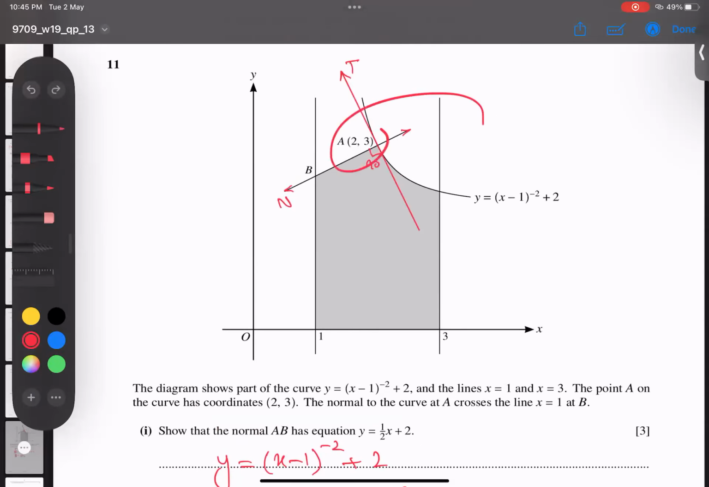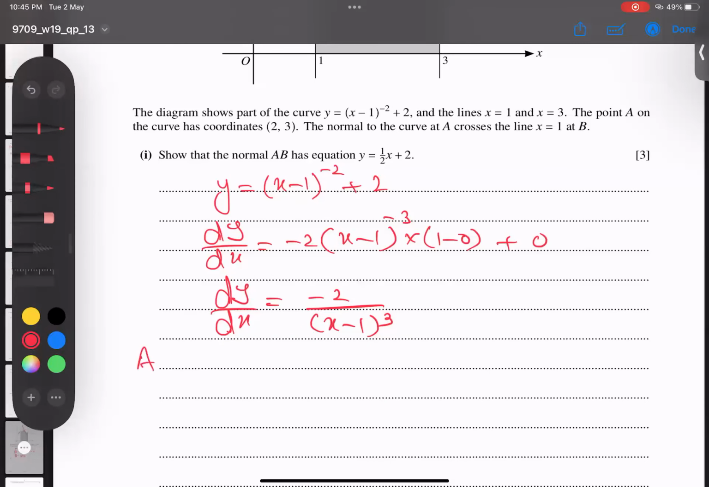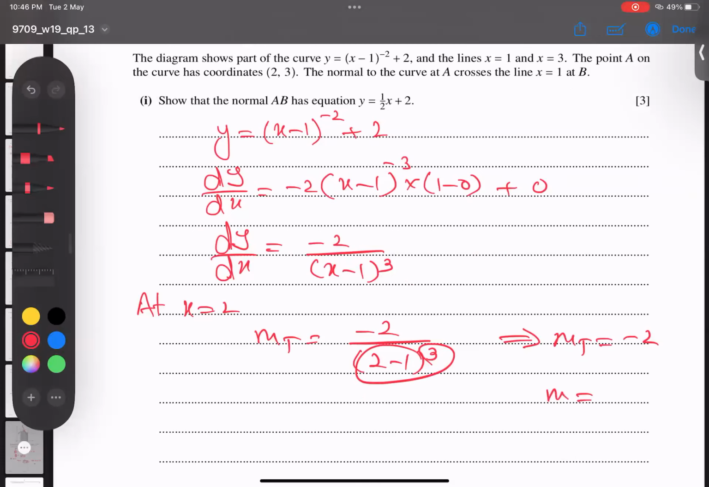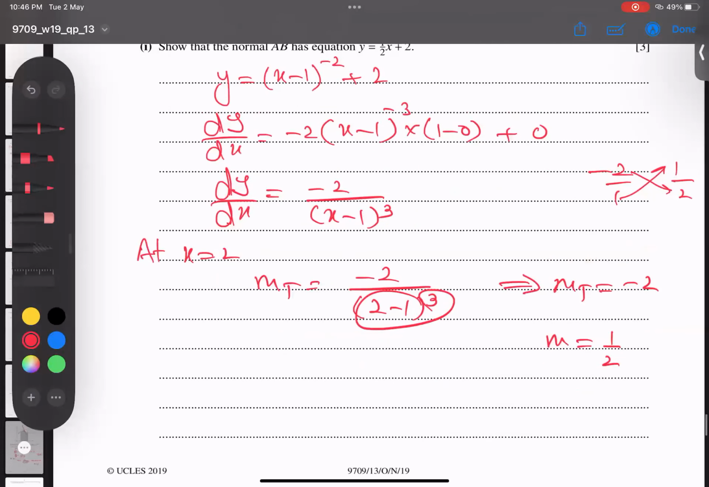And what point are we looking for? The point (2, 3). So at A, x is equal to 2. So I replace every x by 2, and the gradient of the tangent becomes -2. And what is the normal gradient, student? Negative reciprocal. Actually, -2 has 1 under it. So 1 goes up, 2 comes down, and the sign changes. So 1 over 2 is the gradient of the normal.